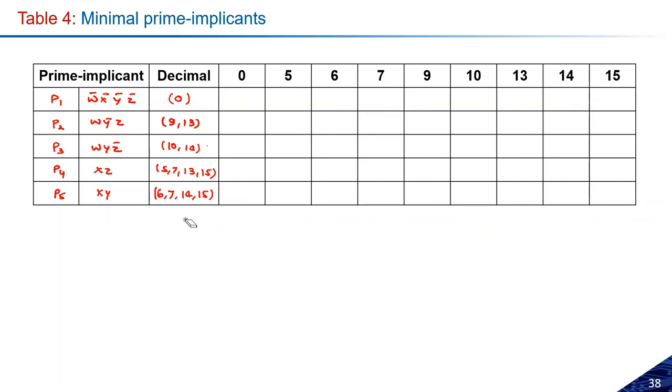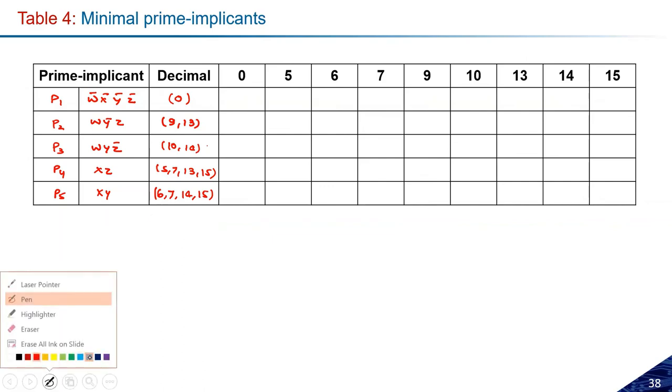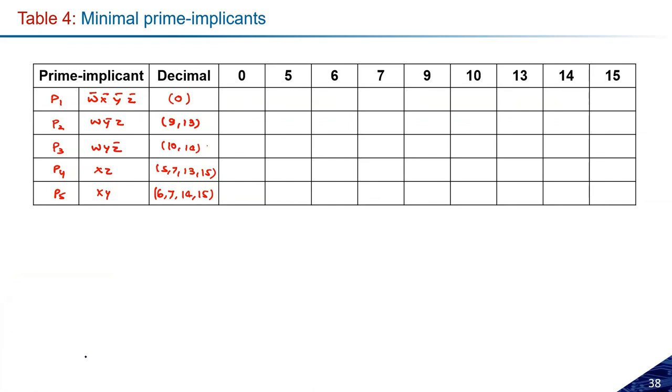Now let us try to see the digits which we are considering here. If you see in this column, only 0 is there. The decimals which are present, I need to make a cross. Zero decimal is present in the first prime implicant, so I will cross it. In the second prime implicant, 9 and 13 are there, so I will cross 9 and 13.